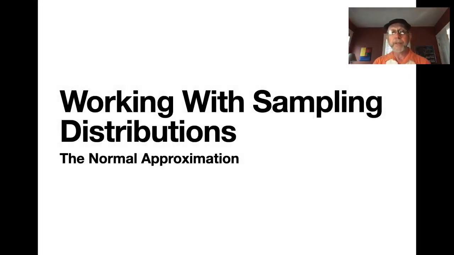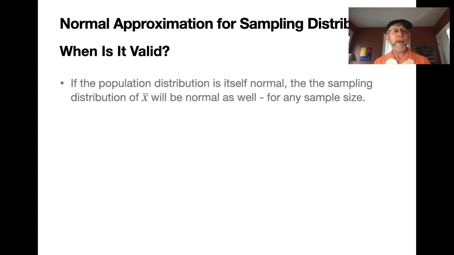So, working with sampling distributions with the normal approximation. The first thing we need to discuss is when is it valid to use a normal approximation for a sampling distribution. There's really two cases here. One we haven't really talked about before, but I think it will make sense. We know that sampling distributions tend to make a normal shape. So it makes some sense that if the population distribution is normal to begin with, then the sampling distributions will all be normal, no matter what the sample size. And that's in fact true.